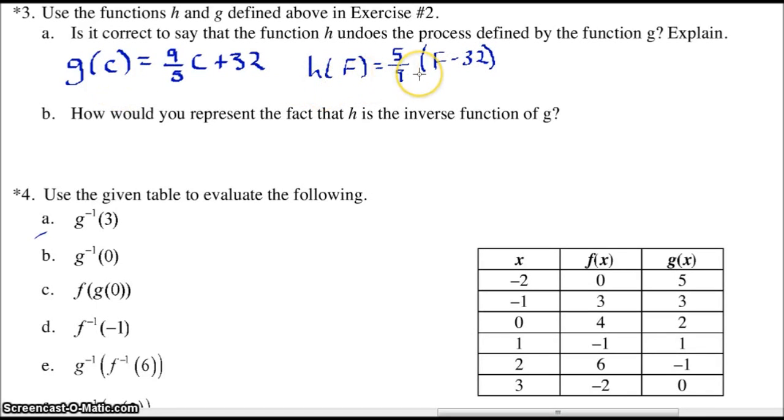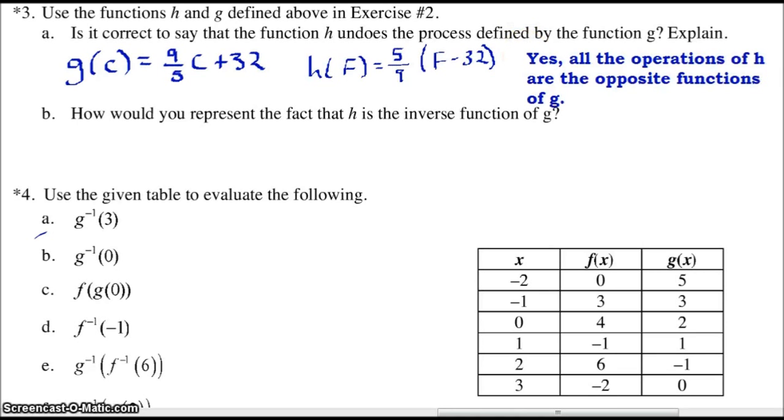And same thing here. The function h takes f, subtracts 32, and multiplies by 5/9. Well, to undo that, we'd multiply by 9/5, then add 32. So yes, all the operations of h are the opposite functions of g. Adding 32, subtracting 32, multiplying by 9/5, multiplying by 5/9, each of those would undo the previous operation. How would you represent the fact that h is the inverse function of g? Well, I would probably just say h is equal to g inverse, but the book has this weird diagram that I'll draw for you guys.